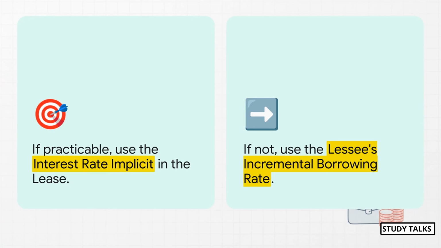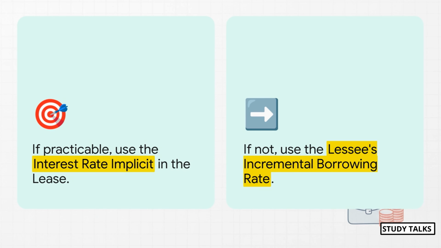Now, to calculate that PV of MLP, you need a discount rate. And there's a clear hierarchy here. Your first choice, your go-to, is always the interest rate implicit in the lease. If, and only if, it's not practical to figure that out, then you fall back to your second option, the lessee's incremental borrowing rate. That's just the rate the lessee would have to pay to borrow money to buy the asset outright.